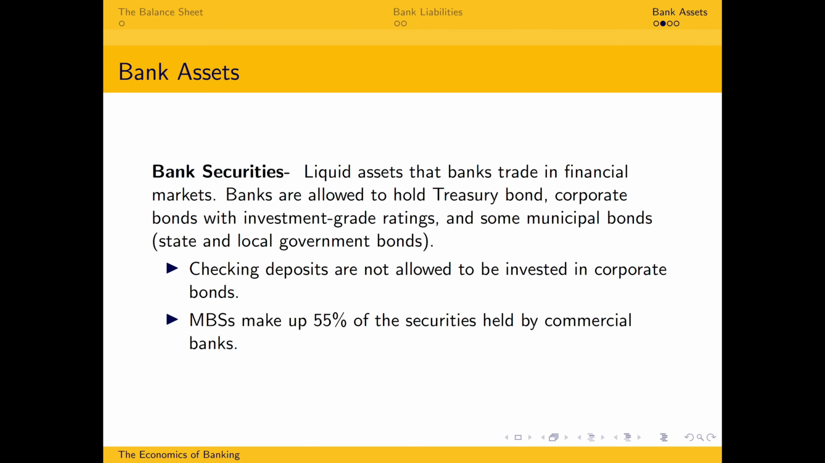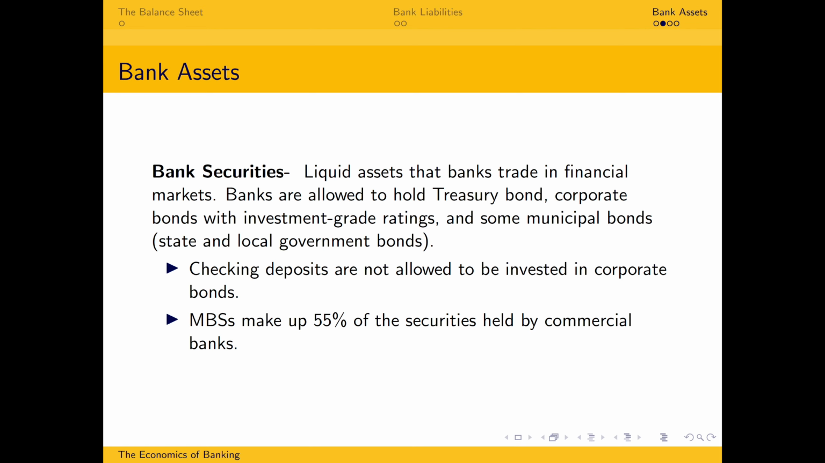However, and this is a weird one, MBSs are allowed to be invested in by banks. So MBSs right now make up about 55% of all the securities held by commercial banks. So once again, just showing you the magnitude of the situation in 2005 to 2007 about why the housing market was such a big deal. It's because these banks were allowed to buy MBSs as they were considered investment grade corporate bonds, and they gave high returns with very little downside.